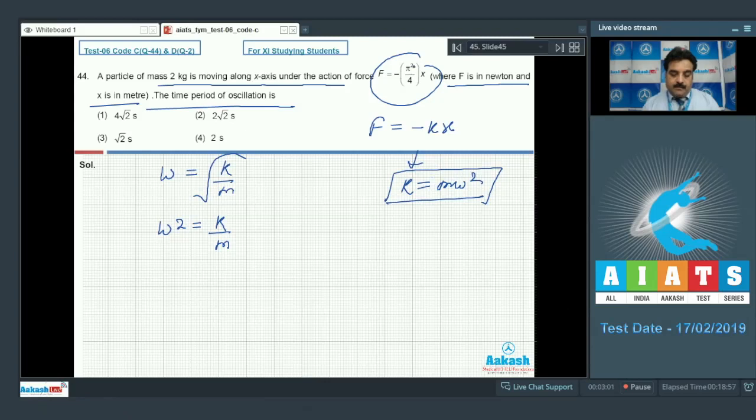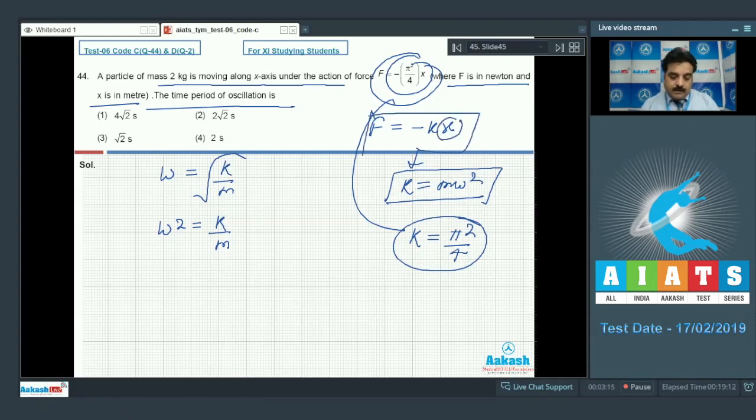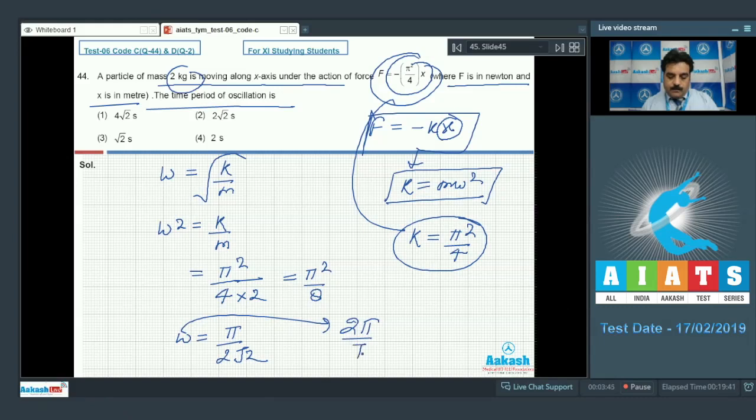If I compare with this equation, then easily you can find the value of k is pi square by 4, because this is the formula of restoring force. So I can use this. If I use the given value, we'll write pi square by 4 in place of k. Mass is given as 2 kg. So we'll get pi square by 8, right? And omega is equal to pi upon 2 root 2, right? And you know, in place of omega you will write 2 pi upon T. So pi upon 2 root 2. Pi will cancel. If I go for the time period, then we'll get time period is equal to 4 root 2 second. So my option number 1 will be the right choice.